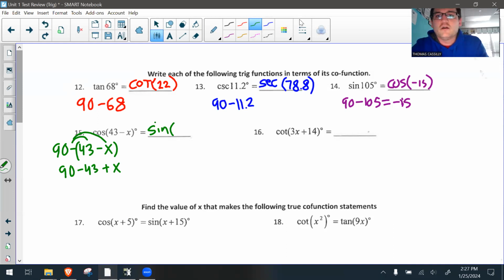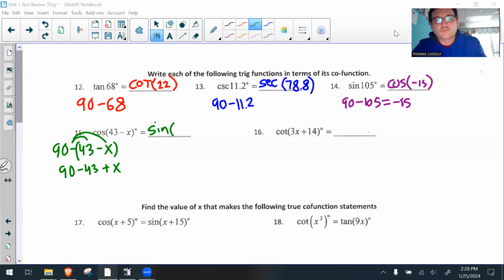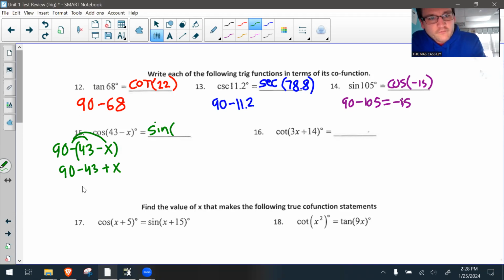Hang on. All right. Hopefully that pause worked. So we're going to see what happens. 90 minus 43 is going to give us 47. All right. So this is 47 plus x. All right. And then the last one is the cotangent.